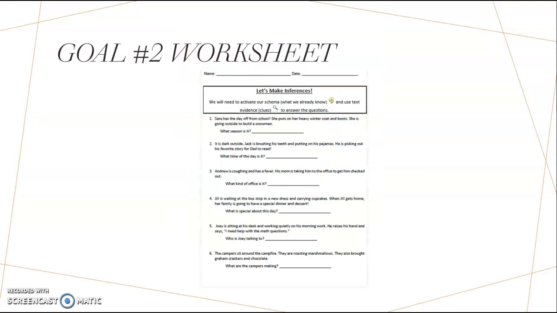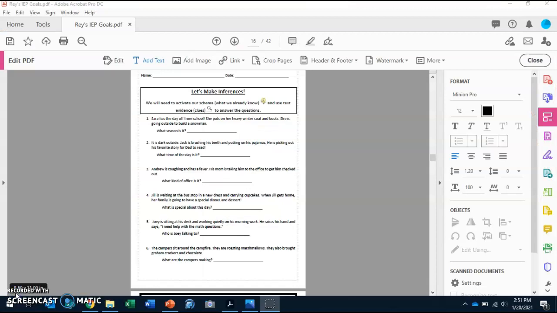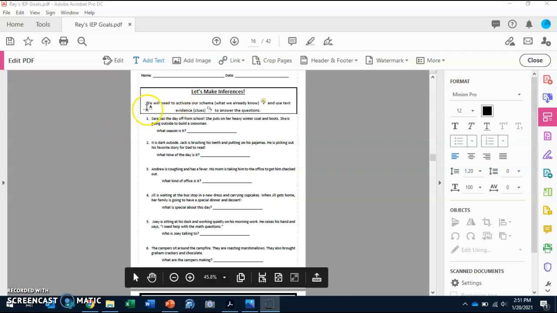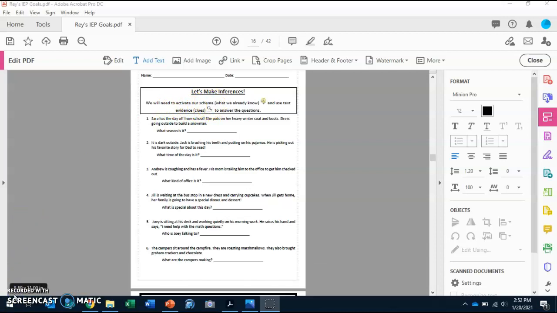And that is what we are going to be using today for this worksheet. It is called Let's Make Inferences. So if you have this worksheet, please get it out. It says we will need to activate our schema, what we already know, and use text evidence, which are clues, to answer the question.